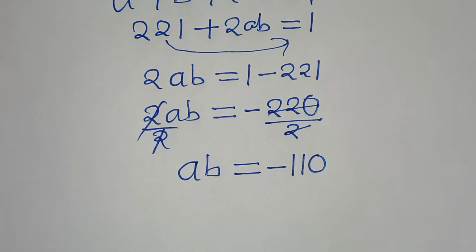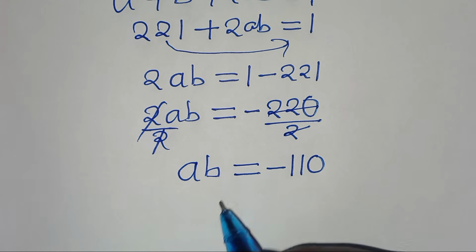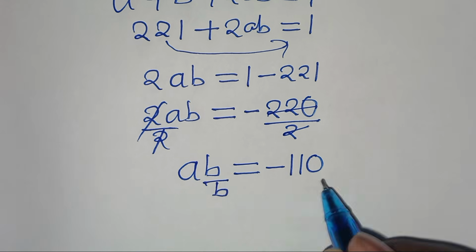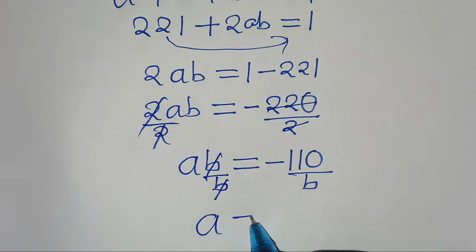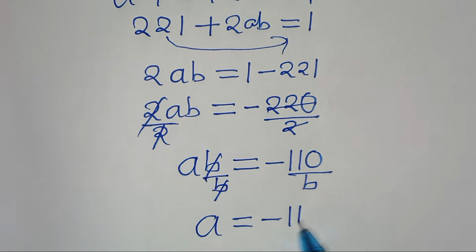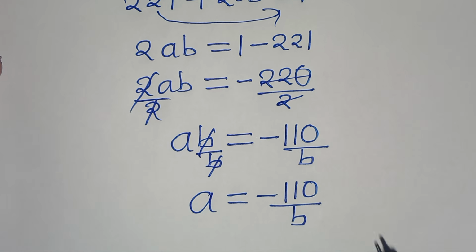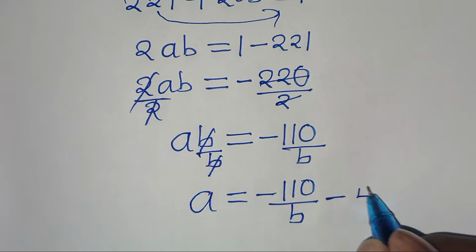Now, the next step from here, let's make a the subject of the formula. So let's divide by b on both sides, so that now a is equal to negative 110 divided by b. Now, let's call this equation 4.